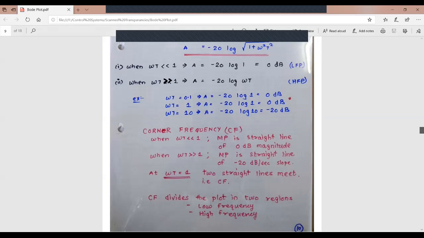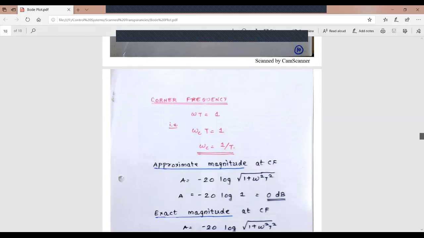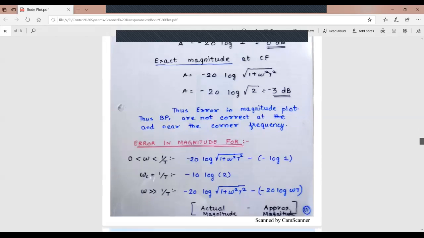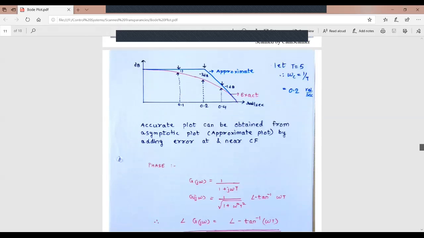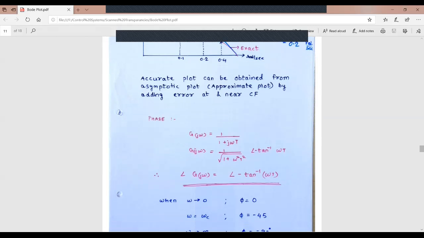Now see, this is all what we discussed just now. Phase is quite easy. This is the factor that we were talking about. Phase will be tan inverse of omega t. Again, the approximation comes into the picture. Before that corner frequency, it contributes 0. After the corner frequency, it contributes minus tan inverse of omega t. Why minus? Because the factor is in the denominator.